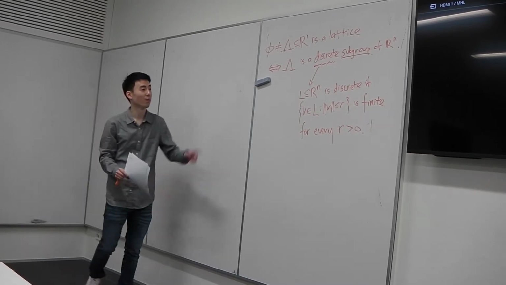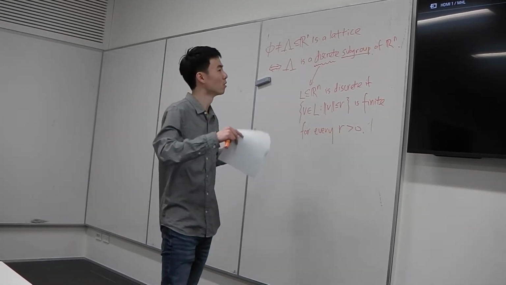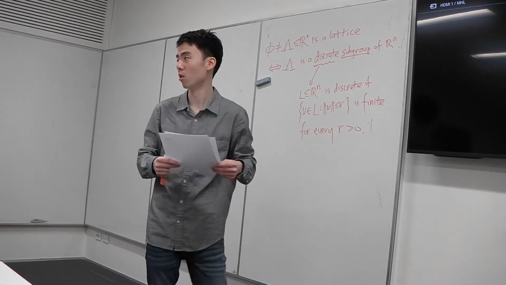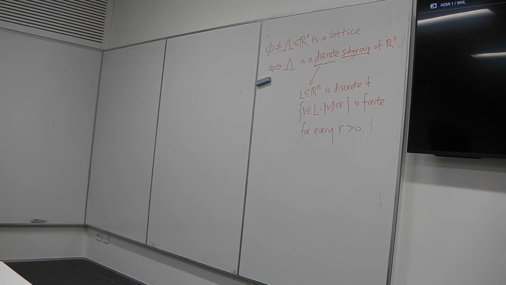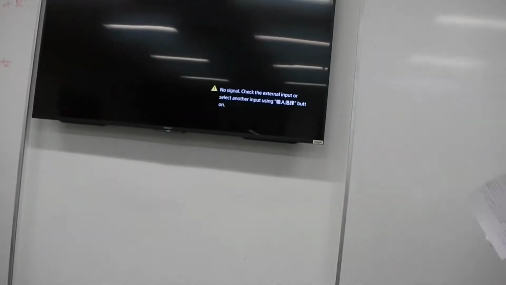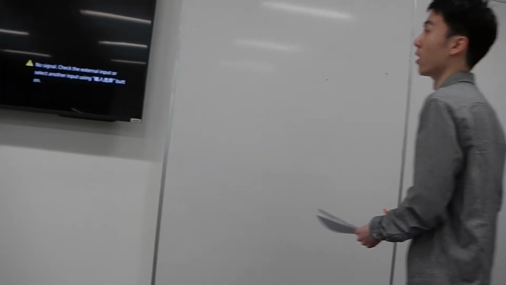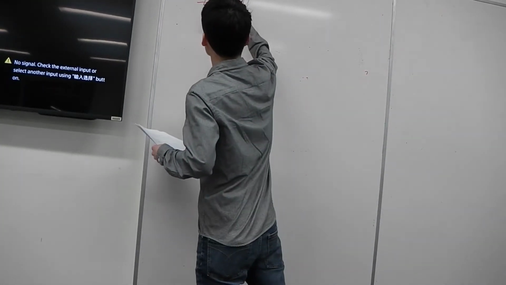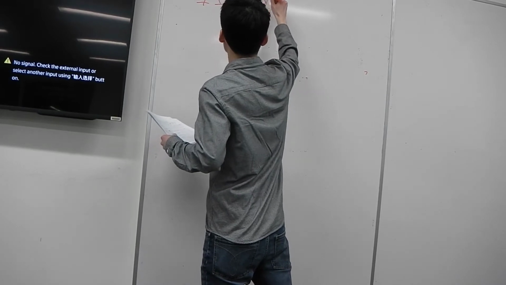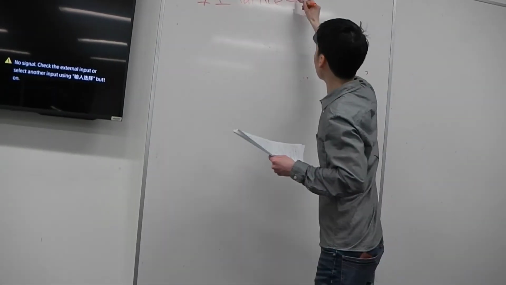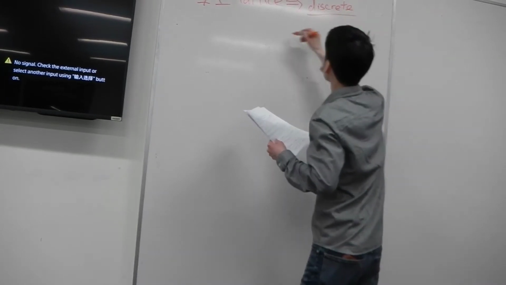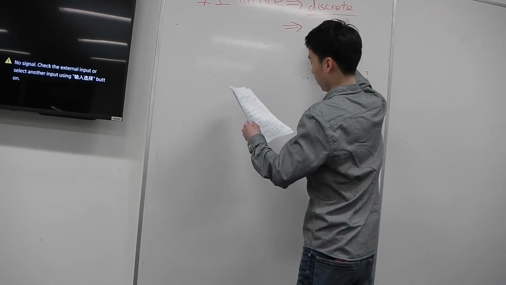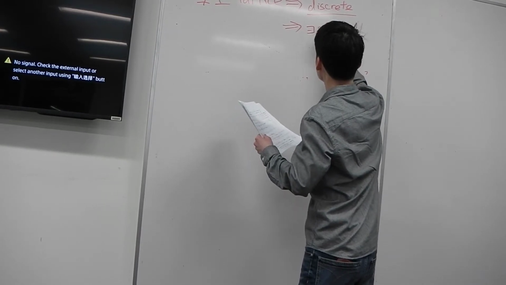But the thing is, from here we can make problems that are actually used in lattice cryptography. Because of the discreteness, what it means is that we have a shortest vector in the lattice. Because this is discrete, there exists a shortest vector.